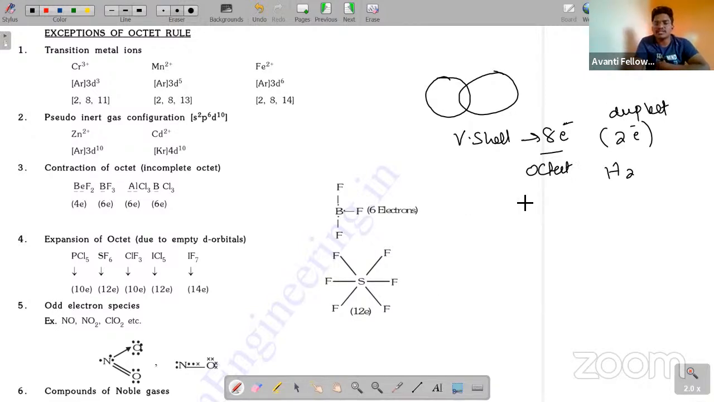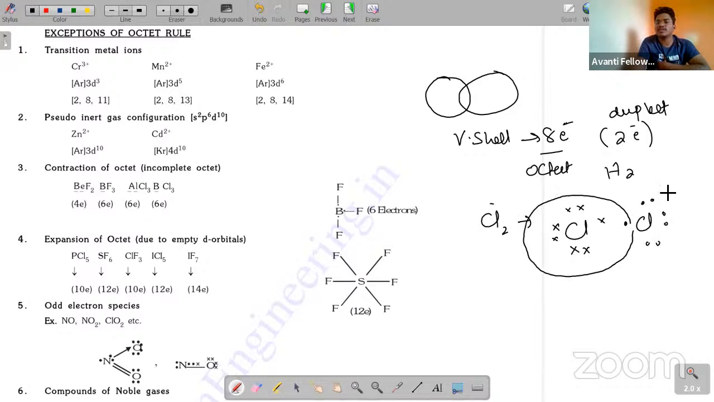So very simple, let's suppose I'm talking about Cl2, what is going to happen? In Cl, how many electrons do we have? In chlorine, we have 7 electrons. And in the other chlorine, how many electrons? Again, 7 electrons. Okay. So now if you can see here, there is a bond formation between this chlorine and this chlorine.